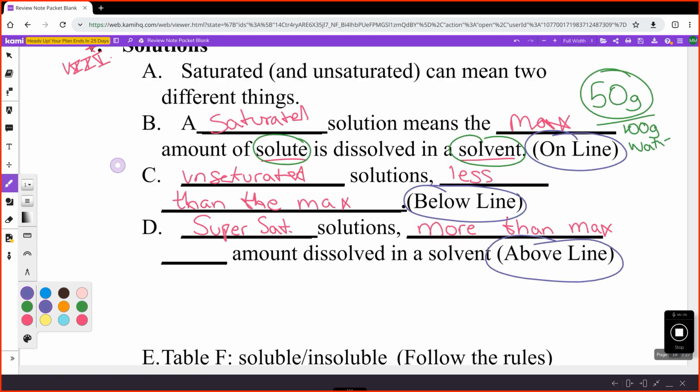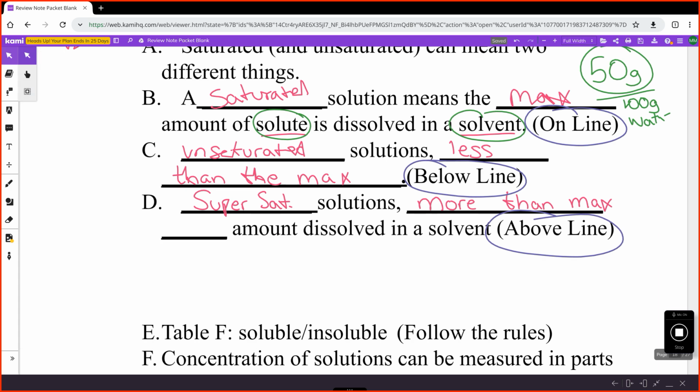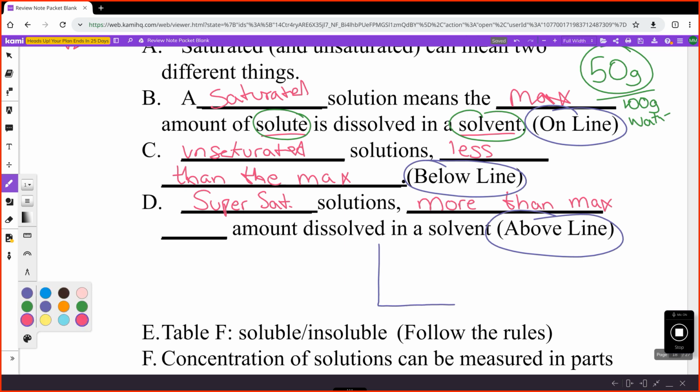So if I scroll down a little bit, I can give you a little mini diagram of one of the lines of table G. All right, table G shows lines like this. It's how much is dissolved and what is the temperature. That's what table G shows you.